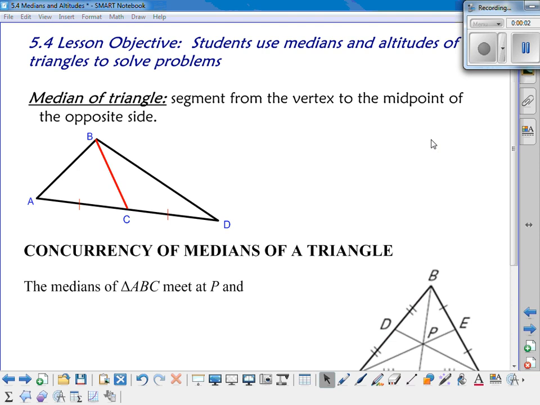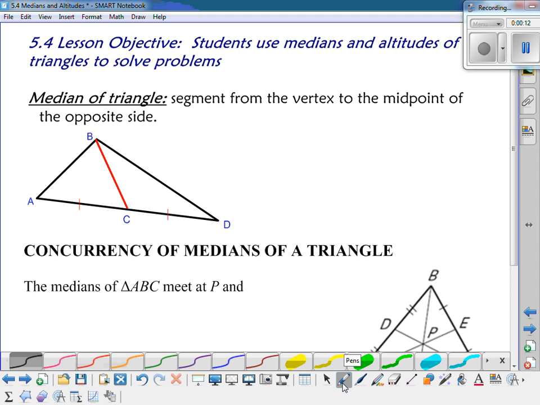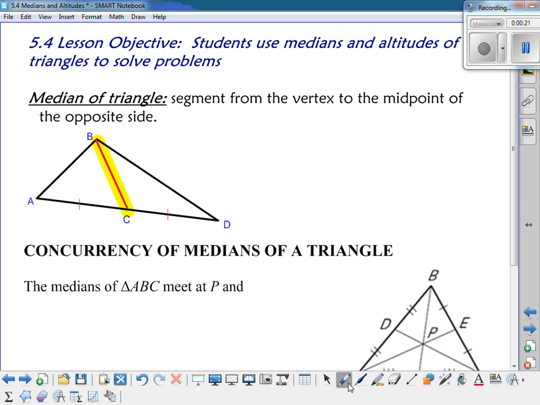The lesson objective of this video: students use medians and altitudes of triangles to solve problems. So today we're going to be talking about two different special segments. The first one we're going to talk about is medians. The median of a triangle is a segment that goes from the vertex to the midpoint of the opposite side. So in my figure there, BC is a median.